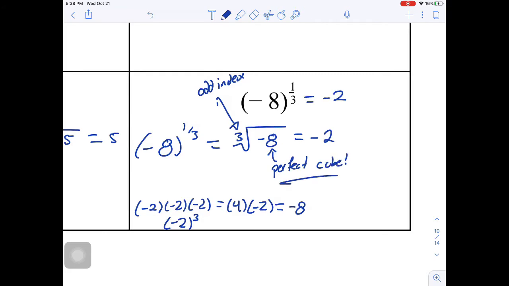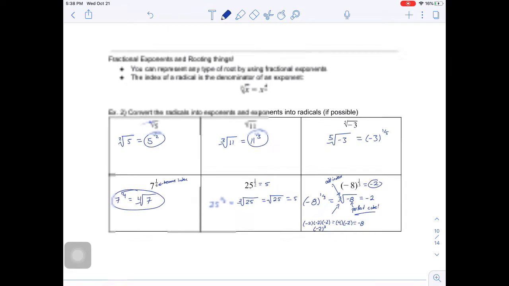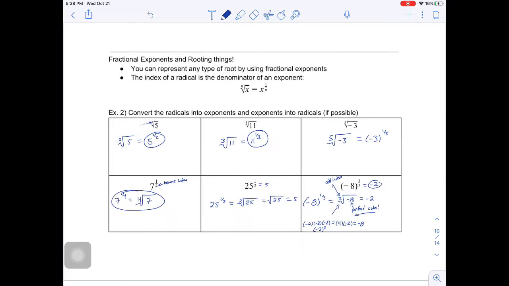Okay, so there is us breaking it down. Here is us showing it with a fractional exponent, and actually as a radical. So that's how we can show and convert between radicals and fractional exponents, a super important part of mathematics.